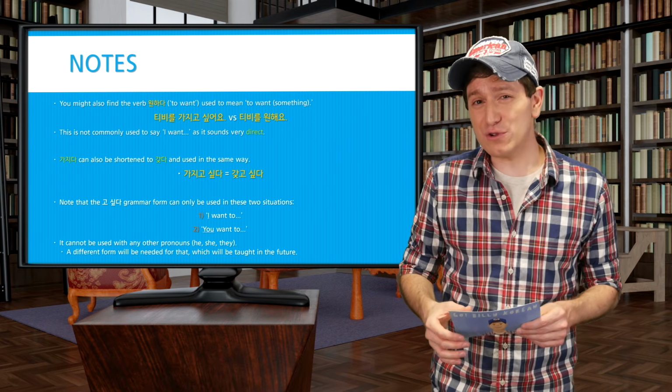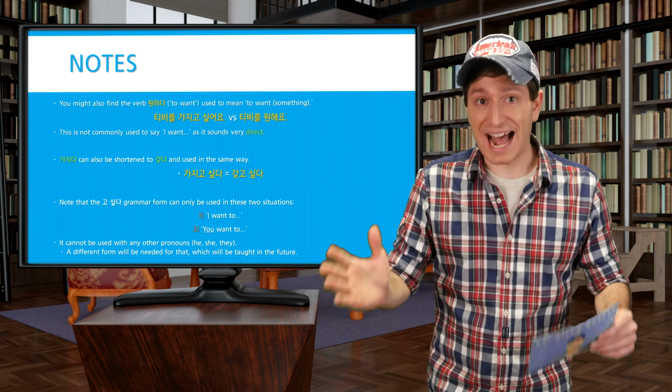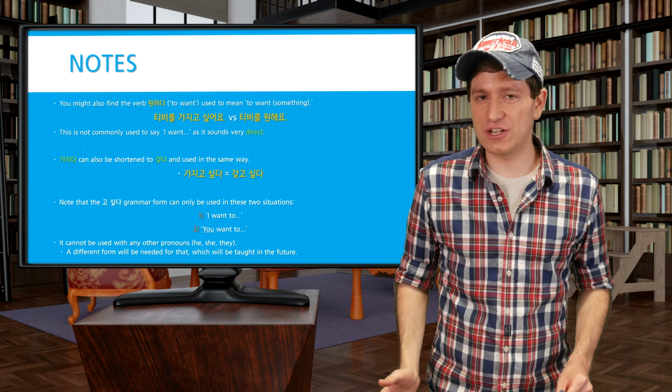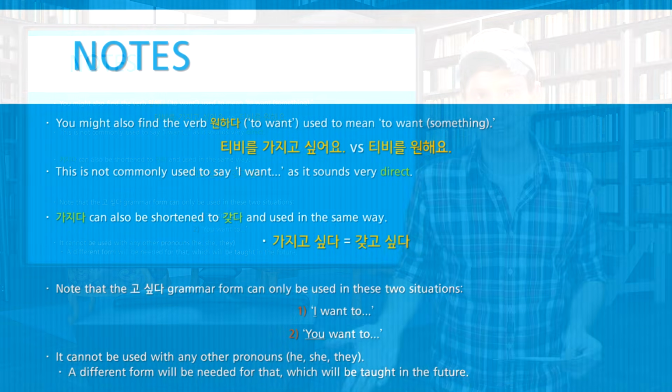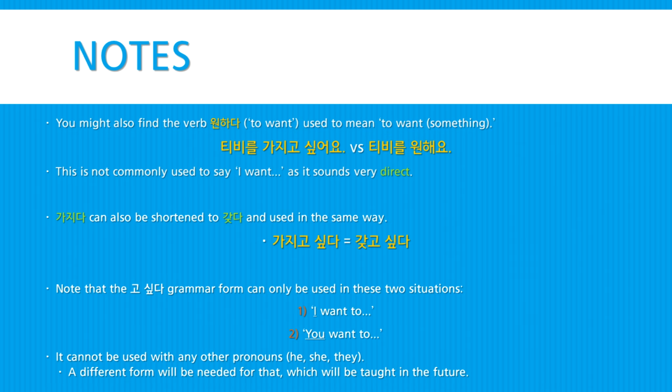So before we finish, I do have a few notes I wanted to cover. First, you might also find the verb 원하다 used in these same situations. 원하다 literally means to want something. For example, you might see these two sentences. TV를 가지고 싶어요. Or TV를 원해요. They both mean I want a TV. The first one means 가지고 싶어요. I want to have a TV. And the second one means 원해요. Just I want a TV.